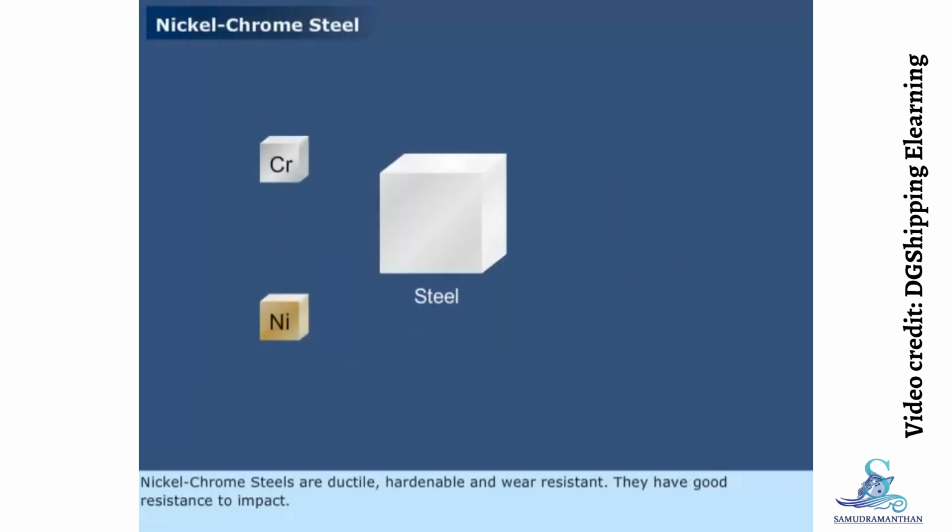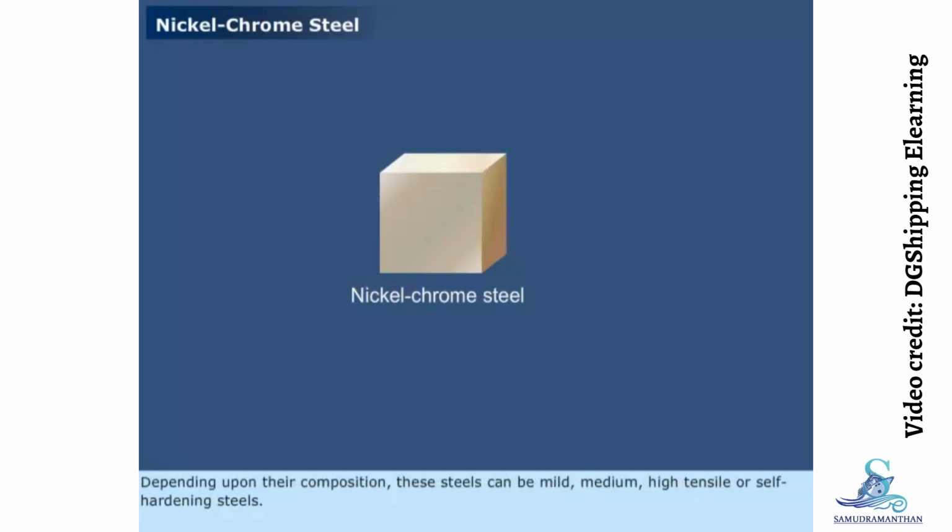Nickel-chrome steels are ductile, hardenable, and wear-resistant. They have good resistance to impact. Depending upon their composition, these steels can be mild, medium, high tensile, or self-hardening steels.